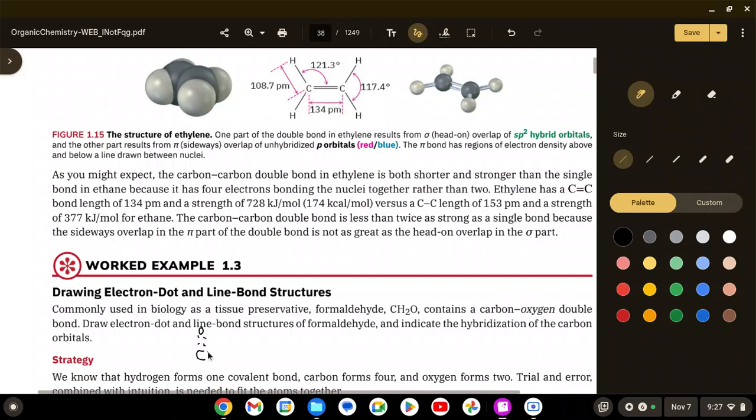O, H, sp2. And that's just because I know it.